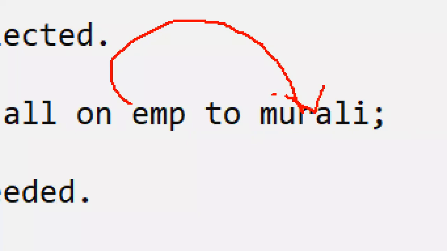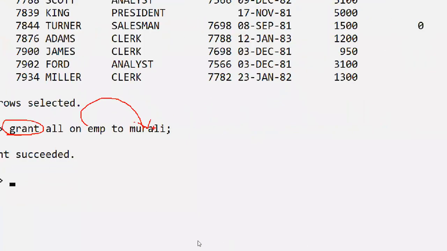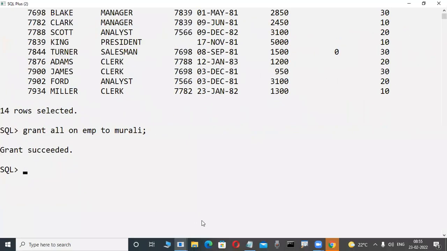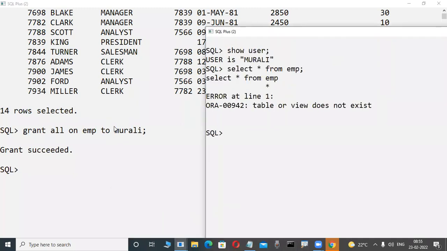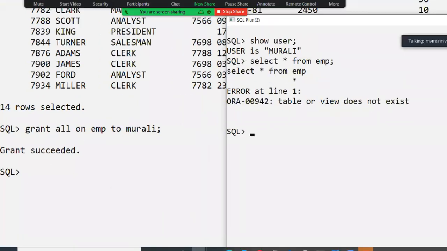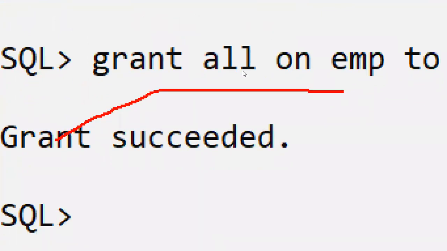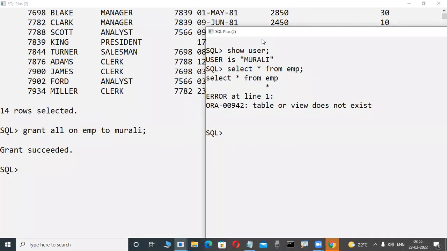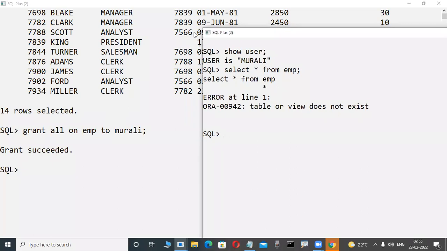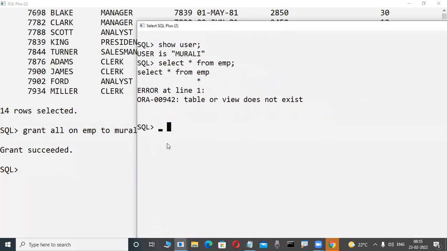Don't worry. Okay, fine. Now, whenever they are giving permission, now here only it is interesting. Now they are giving permission. What is this one? You don't have an idea, but they are giving permission. Grant is succeeded or not? Yes, grant is succeeded. Now the Murali employee accessing this Scott user's table: possible or not possible? Now tell me. Observe here. Select, don't worry. Now select star from what table? EMP, like this only. I'm typing it. Now possible or not possible?